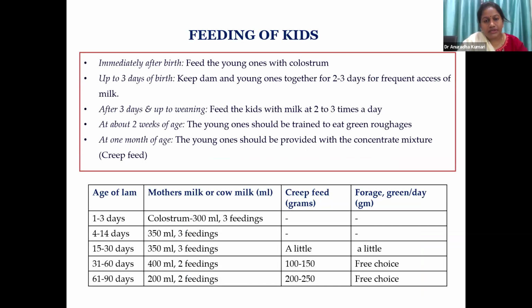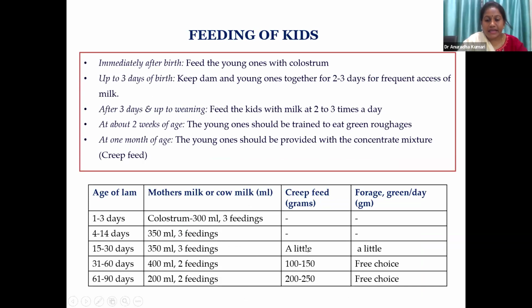As far as the feeding of kid is concerned, as we have discussed, immediately after birth, the kid should be given colostrum, and the kid should be allowed to remain with the mother up to 3 days of life, so that it gets frequent access to milk. After the 3 days, weaning is practiced, and milk feeding frequency should be reduced to 2 to 3 times, as mentioned in the table.